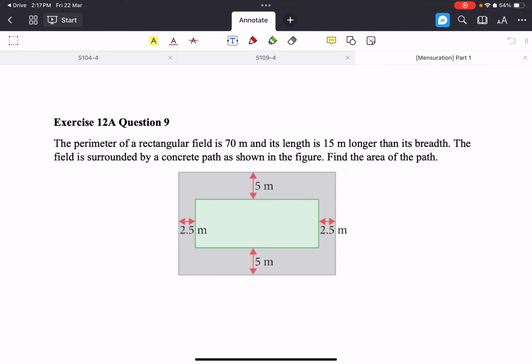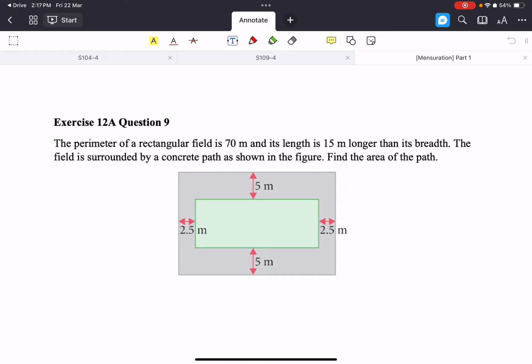Hello students. So let us look at the corrections to the questions they asked you to try for the mensuration part 1. The first question that we are dealing with over here is a rectangular field. It says the field is 70 meters and its length is 50 meters longer than the breadth. The field is surrounded by a concrete path as shown. Then they ask us to find the area of the path.